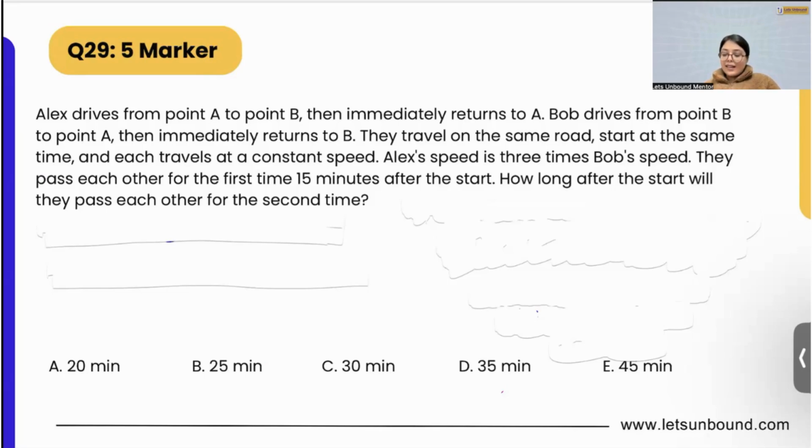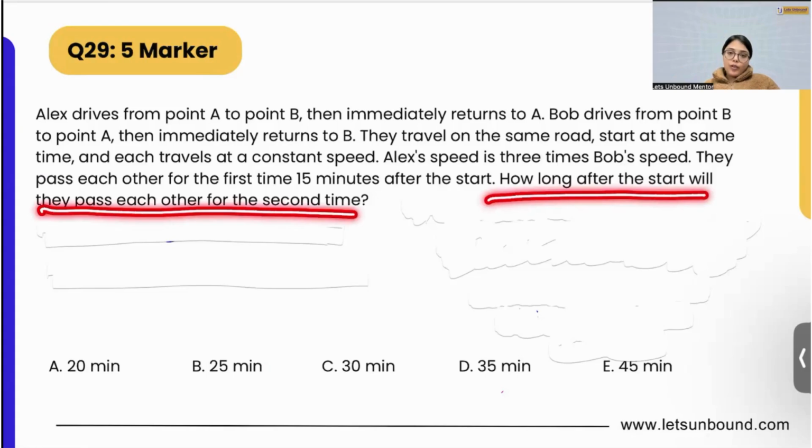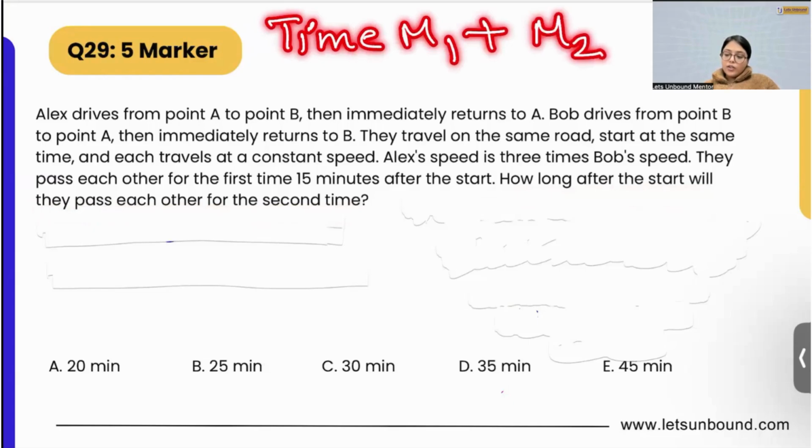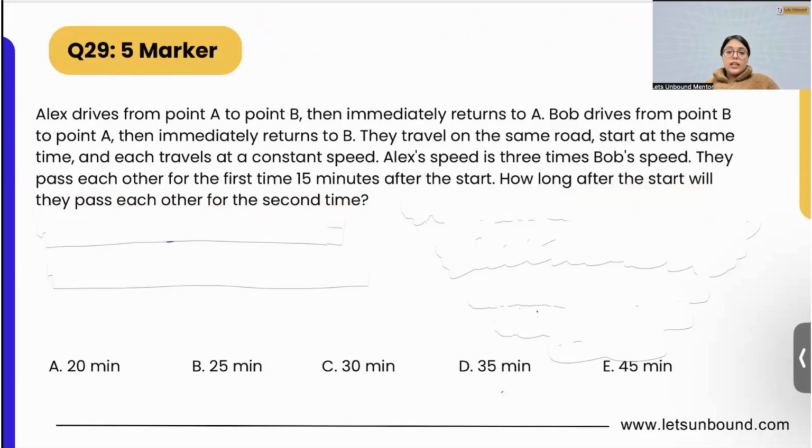It asks how long after the start they will pass each other for the second time. So you need to find out how long after the start they are going to meet for the second time. That should be the sum of the time taken for the first meeting plus the time taken for the second meeting. So basically, the time taken for meeting 1 and meeting 2 should be your final answer. This is clear?